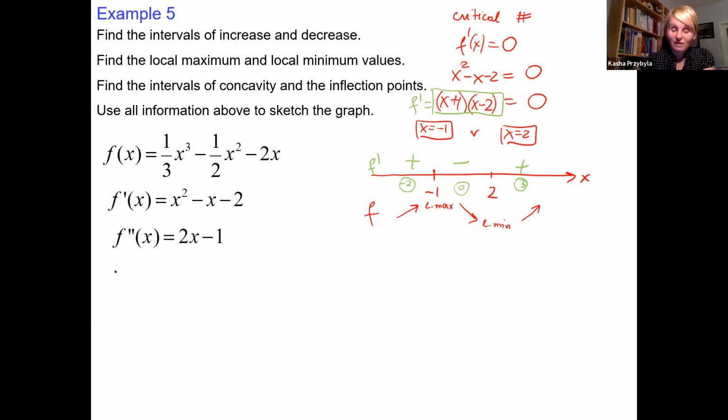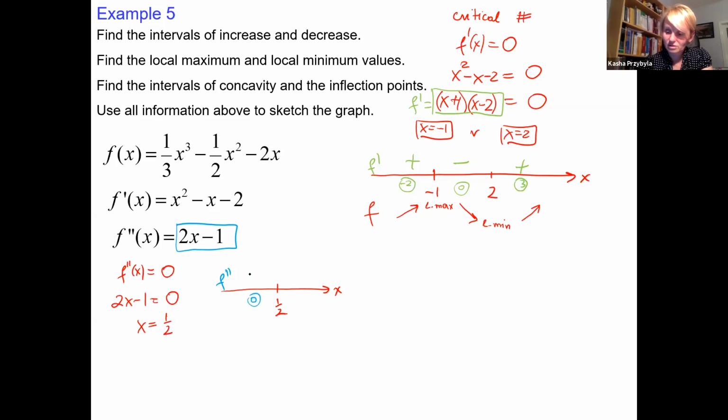Okay, now let's find the potential inflection points with the second derivative. The second derivative is 0 if 2x minus 1 is 0. Can you tell me what is x? Just the linear equation. 1/2, thank you. Then we can put 1/2 on the number line, and I will test the sign of the second derivative. If we substitute 0, it's negative. When I substitute 1, it's positive. That means the function is concave down and concave up. At 1/2, we definitely have an inflection point because the function is changing concavity.